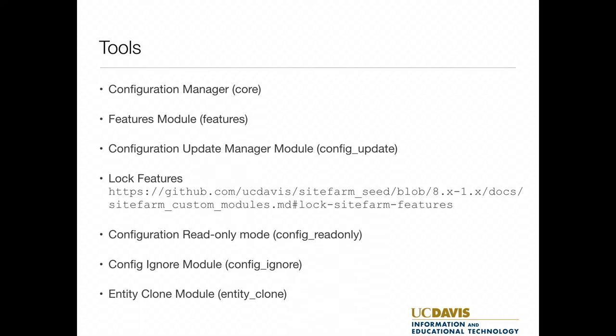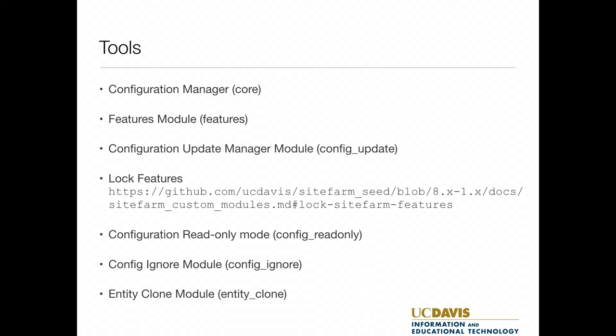But we have Lock Features, and this is on our Siteform seed distro. You can find that on GitHub if you want to go look at it. It's a pretty simple module, but it really works, and it's extensible. Mark, you use a plugin to add your own? It works on routes, so you can decide which routes people are allowed to go to and which routes they are not. The config read-only module does it slightly differently, where you can actually go to those pages, you just can't hit submit on the button. So, one or the other.